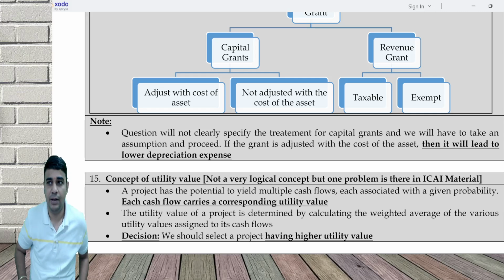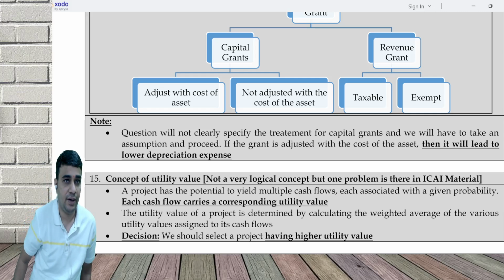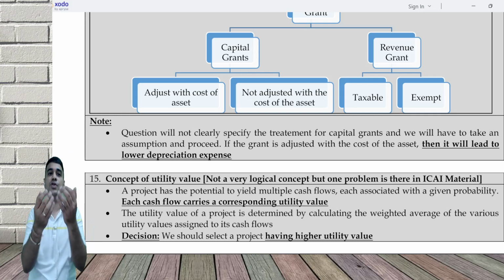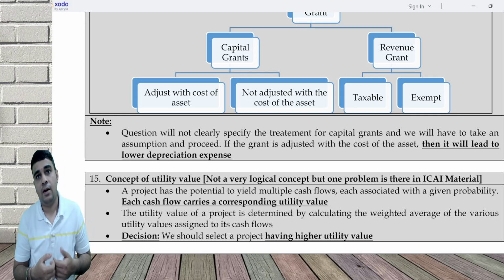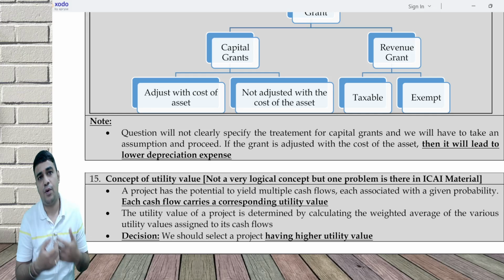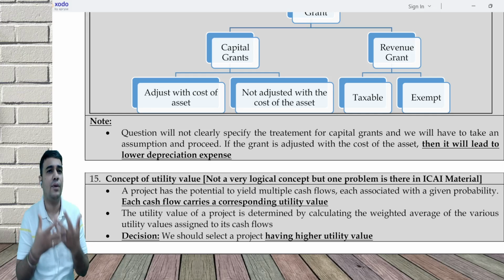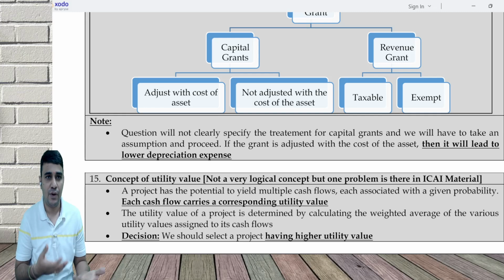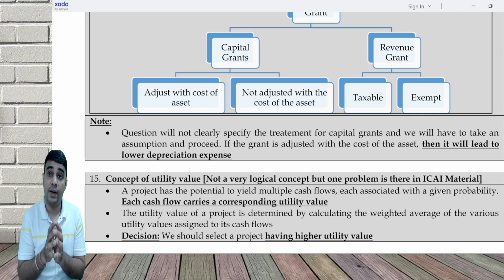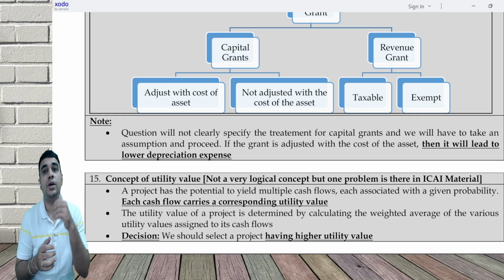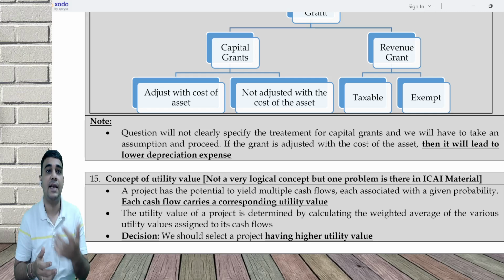The problem is very simple. There's no major discussion needed. What they are saying is you're going to generate some cash flow. If you are generating some cash flow, what ideally I want to do is calculate NPV: positive, go ahead; negative, reject it. They're saying no, for the cash flow I'll give a utility value. What is utility value? If utility value is high, it means it is more important for you. If utility value is less, it means it is less important for you.